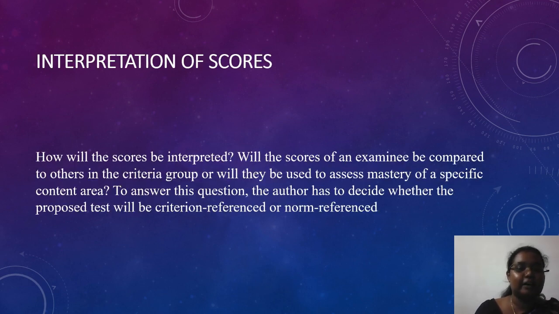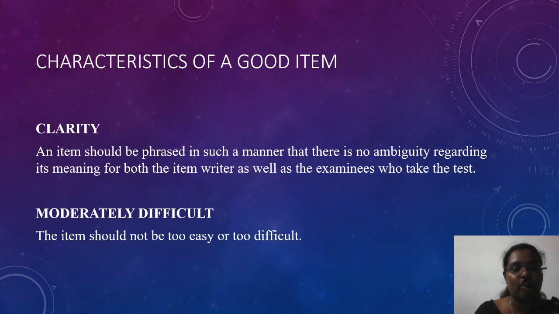Next is interpretation of scores. How will the scores be interpreted? Will the scores of an examinee be compared to others in the criterion group, or will they be used to assess mastery of a specific content area? To answer this question, the author has to decide whether the proposed test will be criterion referenced or norm referenced. Characteristics of a good item.